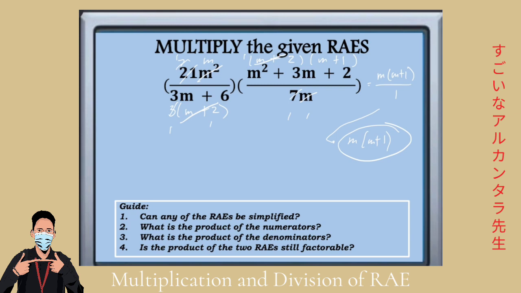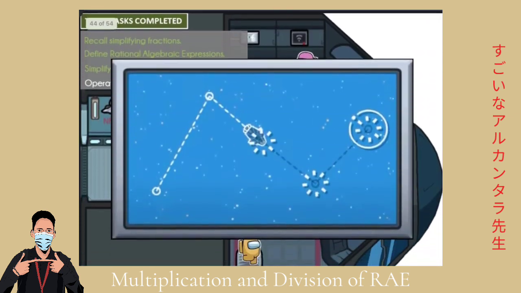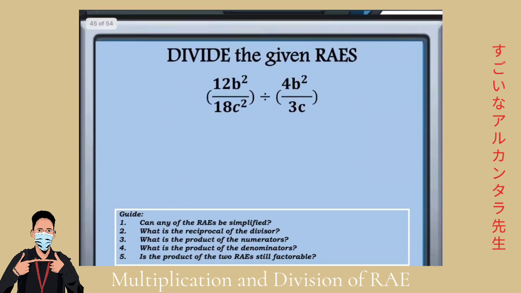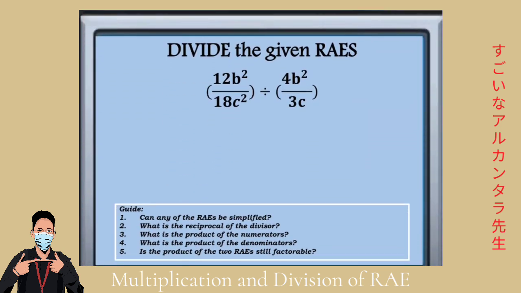So let's continue with more examples. I think this time we're now going to divide. Yes, we're going to divide now. And here again, remember the process of dividing fractions. It's similar with dividing RAEs. So we keep 12b squared as it is.